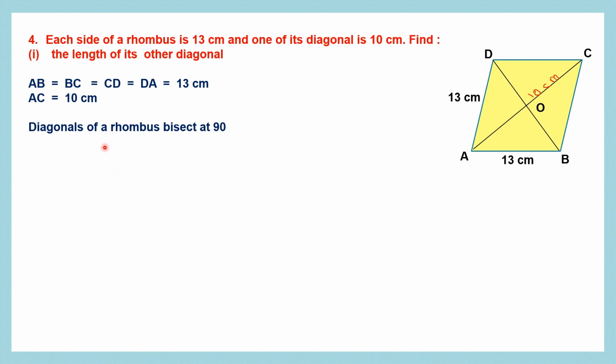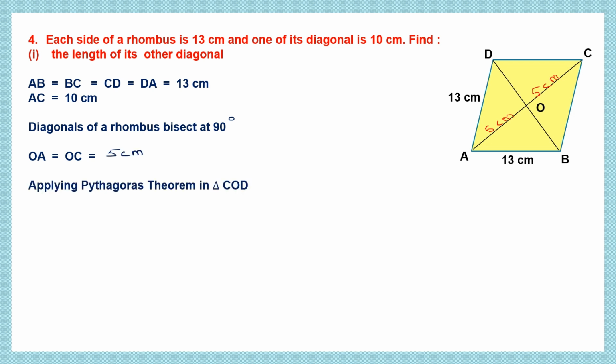Now we know the diagonals of a rhombus bisect at 90 degrees. As you can see, this diagonal and this diagonal, they have bisected at 90 degrees. Bisecting means dividing this into two equal parts. So if these are two equal parts, this side is 5 centimeters and this side is 5, bisecting in the middle because totally it is 10 centimeters. So as you can see, AO is 5 centimeters and OC is 5 centimeters. So we can say that OA is equal to OC and they are equal to 5 centimeters.